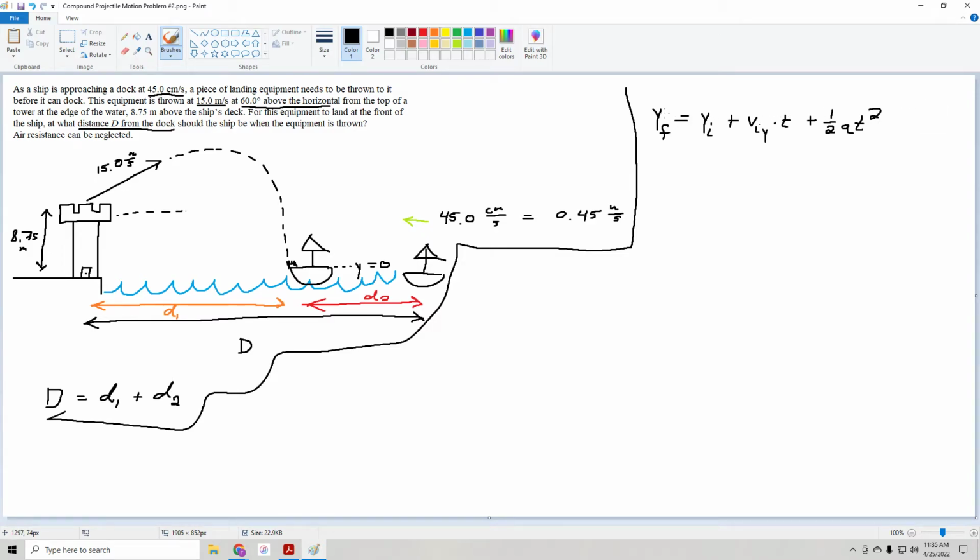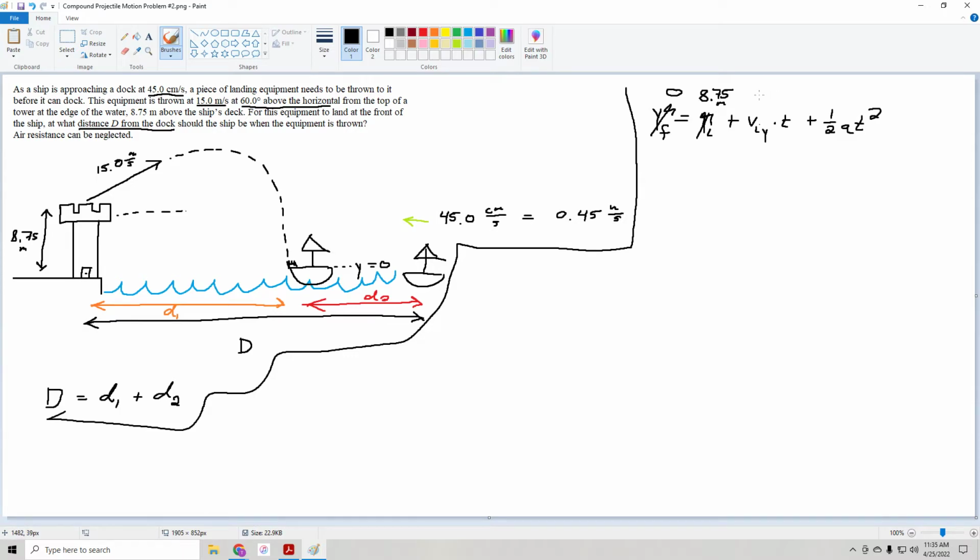What's the final position in the y direction? Well, we said that is once it hits the ship at y equal to 0. So this is 0. What's the initial position in the y direction? Well, that's this 8.75 meters at the top of the tower. So we can rewrite this as 8.75 meters.